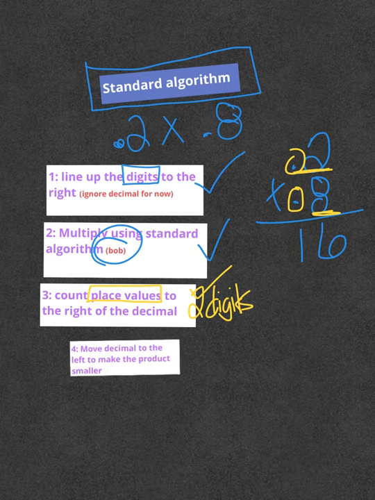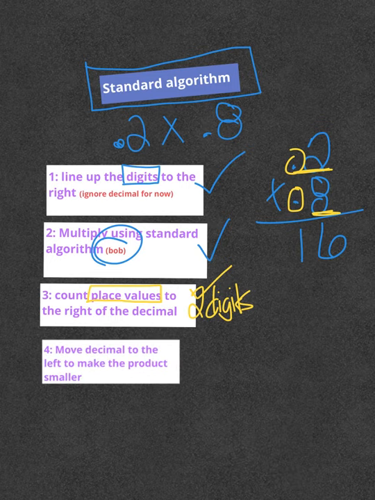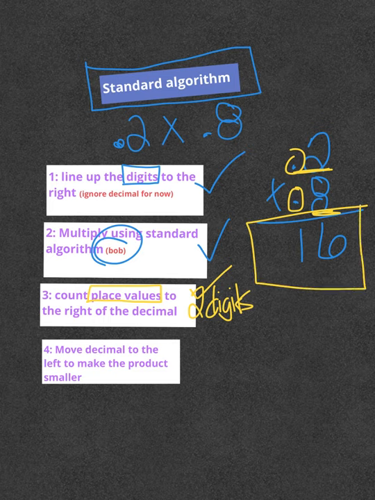And step 4. Step 4 is move decimal to the left to make the product smaller. Move decimal to the left. Oh, so the product, right? That's our answer. So here's our product here. And it says move decimal to the left to make the product smaller. Well, because 16 is too big, right? 2/10 and 8/10, there's no way that can be the whole number of 16 because 2/10 and 8/10 are very, very small. So 16 is actually not correct. It's a smaller number. And remember from a previous lesson, moving the decimal to the right makes the number bigger. Moving the decimal to the left makes the number smaller.